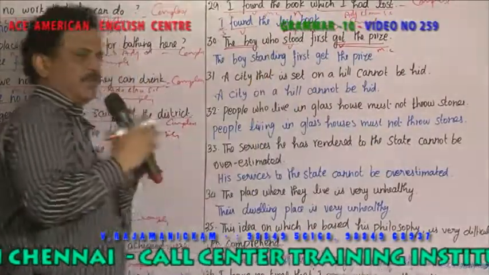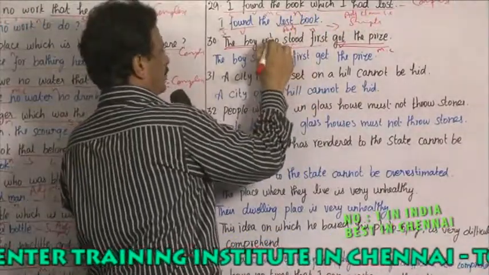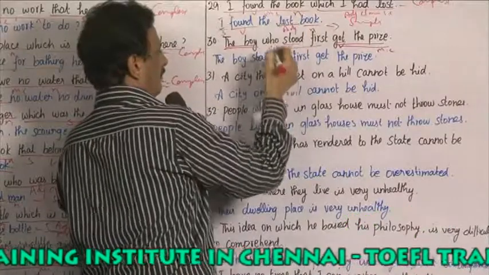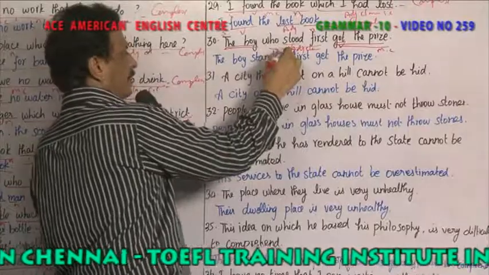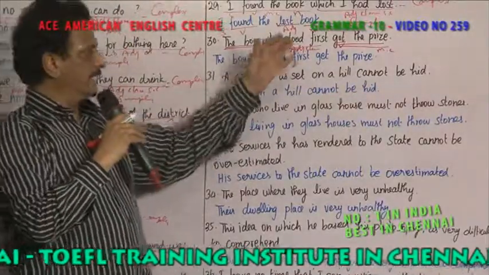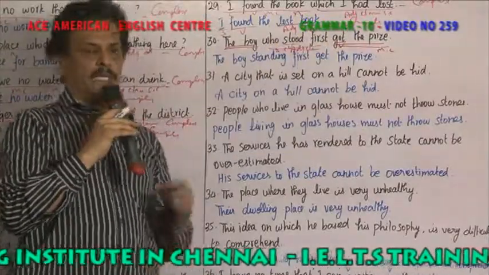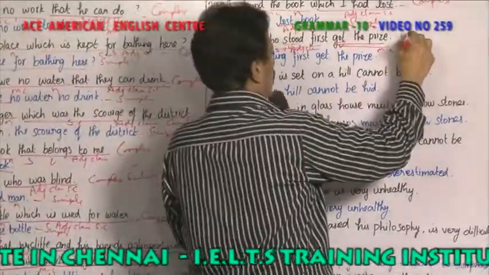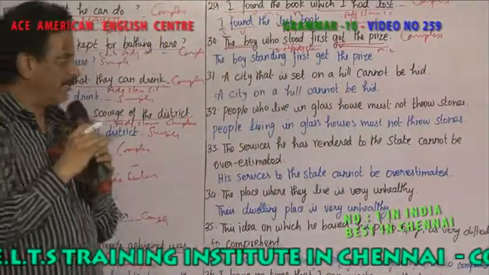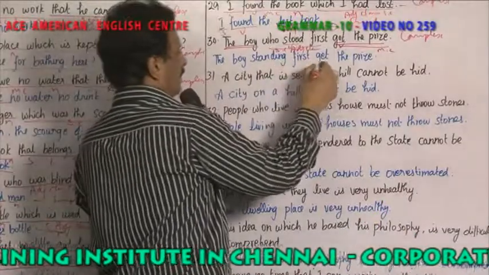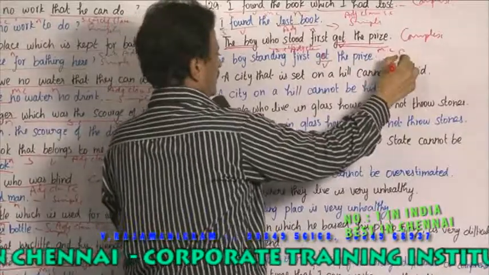And the boy, which boy? "Who stood first." In this, "who stood first," you have a subject, who, and the verb stood. So this is an adjective clause. This adjective clause is the subordinate clause. This subordinate clause describes the noun, the boy, and it depends upon the main clause, so it becomes a complex sentence. So how do you convert it into a simple sentence? "The boy standing first got the prize." So which is the verb here? "Got the prize," right? So got is the only verb here, so it is a simple sentence.